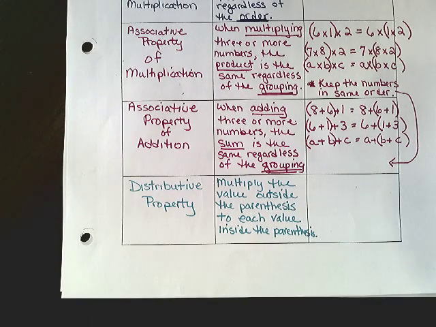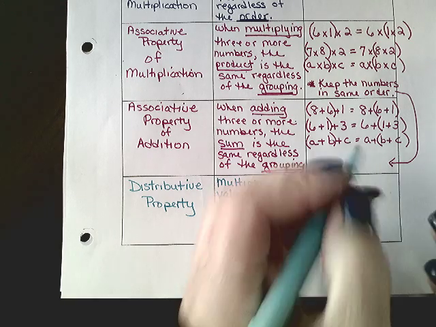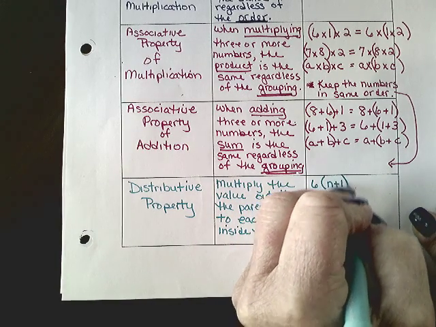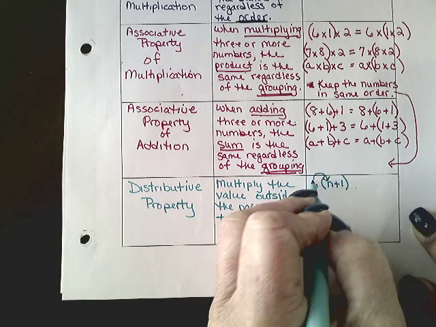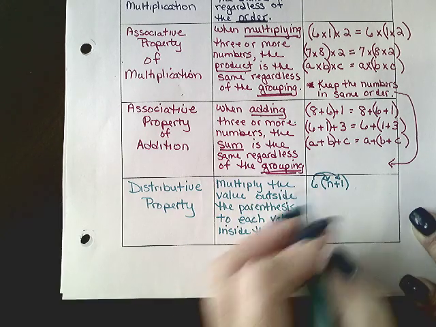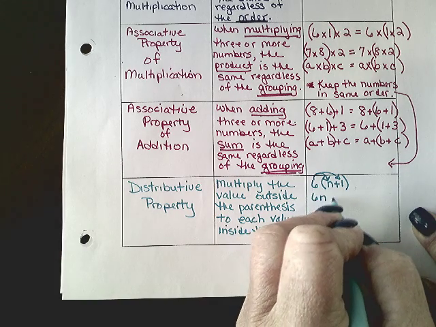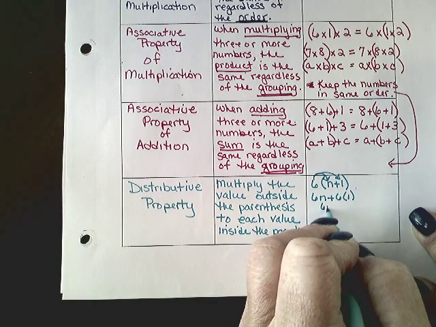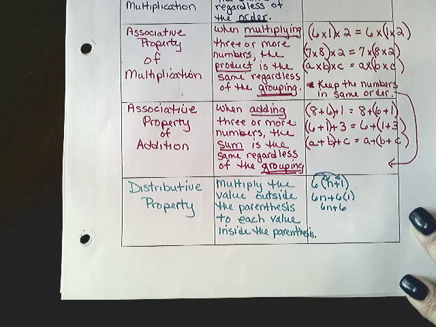Okay, distributive property. This is one that you should be familiar with from last year. The distributive property is when we multiply the value outside of the parentheses to each value inside the parentheses. And here's when we're going to start to simplify expressions. So an example would be 6 times n plus 1. Now I have to multiply both terms inside. So that becomes 6 times n plus 6 times 1. That ends up being 6n plus 6.